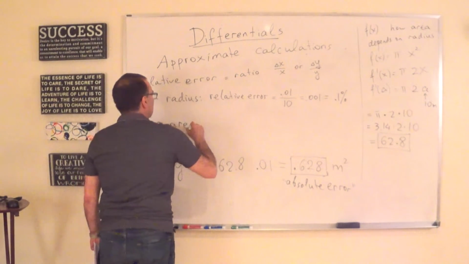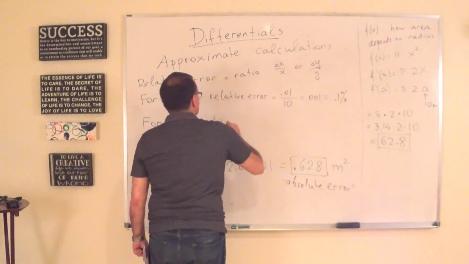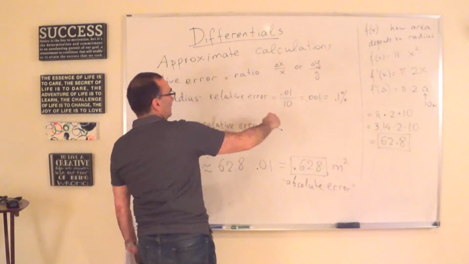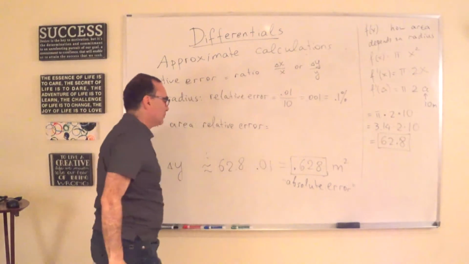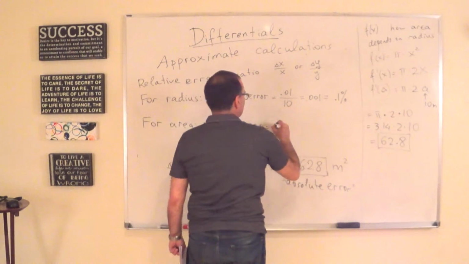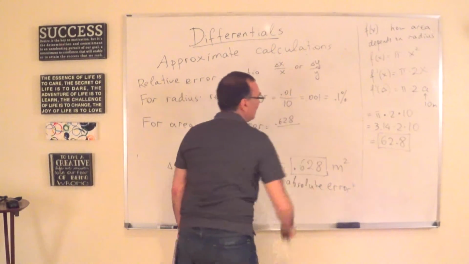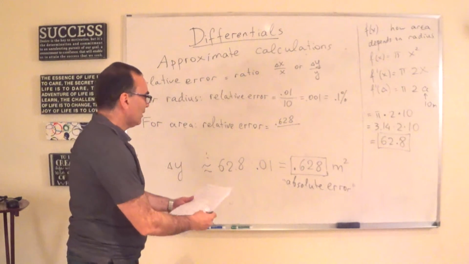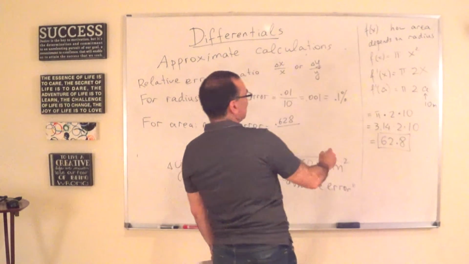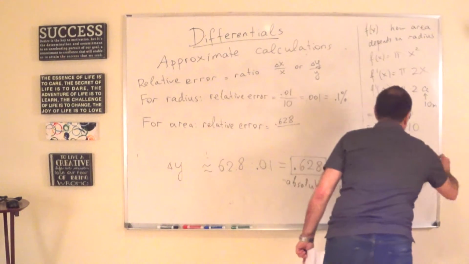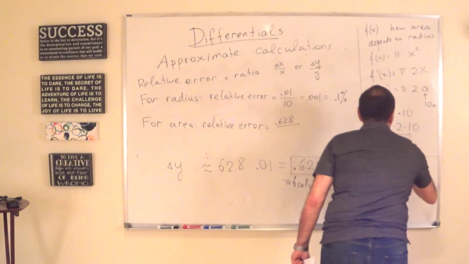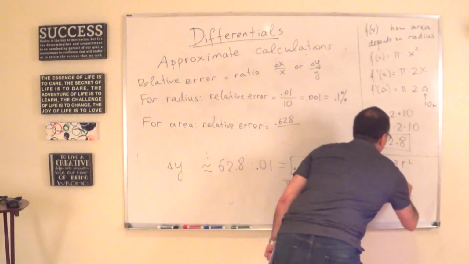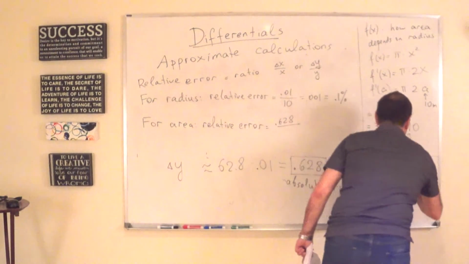For the area, the relative error is, again, a ratio: absolute error divided by the value. Absolute error is here, so it's 0.628 divided by the value of the area. And what is the value of the area? Well, I think I calculated it somewhere, but if not, I will calculate it now. So area is pi r squared, and since pi equals 3.14 and r is 10, r squared is 100.